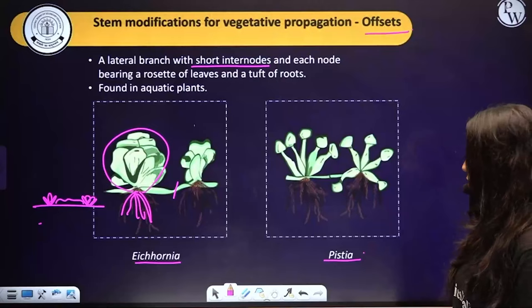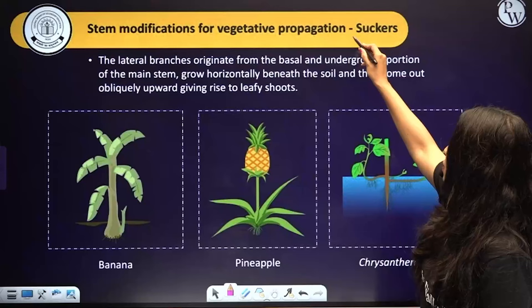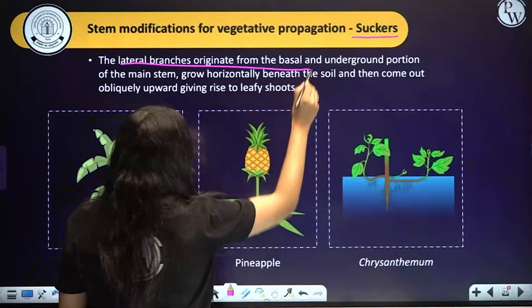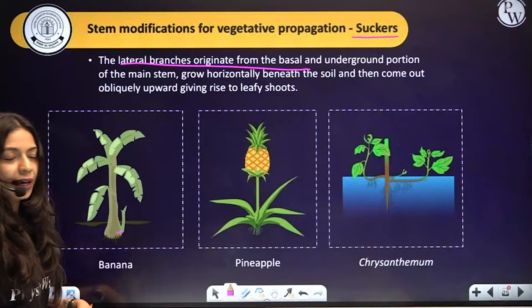Next, we have stem modifications for vegetative propagation. This is the fourth one. We started off with runner, then we did stolon, then we did offset. Now this is called sucker. Over here what happens is the lateral branches that originate here, they will grow horizontally beneath, then they will become oblique.